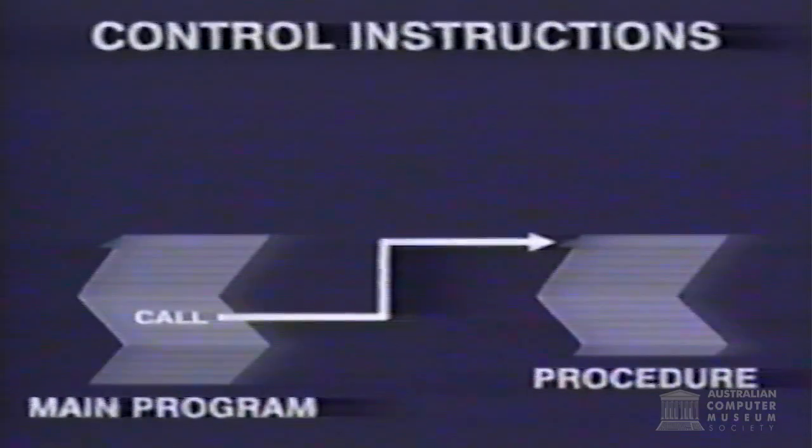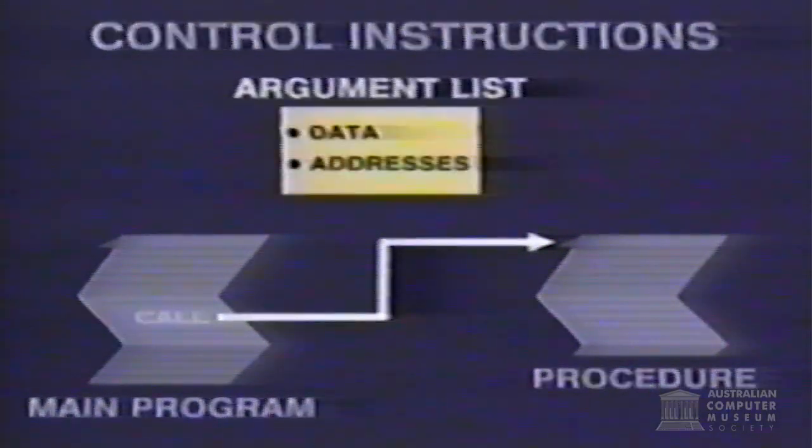Another program control instruction, the procedure call, is used to transfer control to a procedure from any point in the main program. One of the features of this call instruction is that it automatically passes an argument list from the main program to the procedure. The argument list contains data or addresses to be used by the procedure.